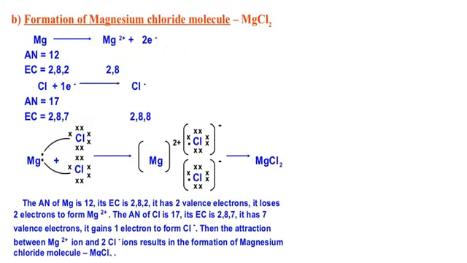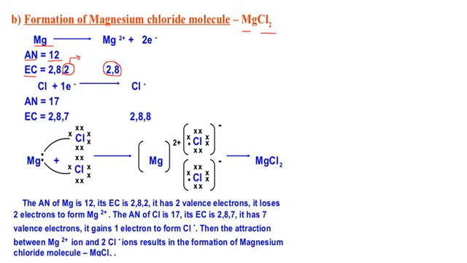Now let's see the formation of the magnesium chloride molecule, MgCl2. If you see here MgCl2, there are two atoms of chlorine. The atomic number of magnesium is 12. Let's arrange this in the different shells, that is 2, 8, 2. So the last shell has 2 electrons. Magnesium can afford to lose 2 electrons so that it will attain the octet state, right?